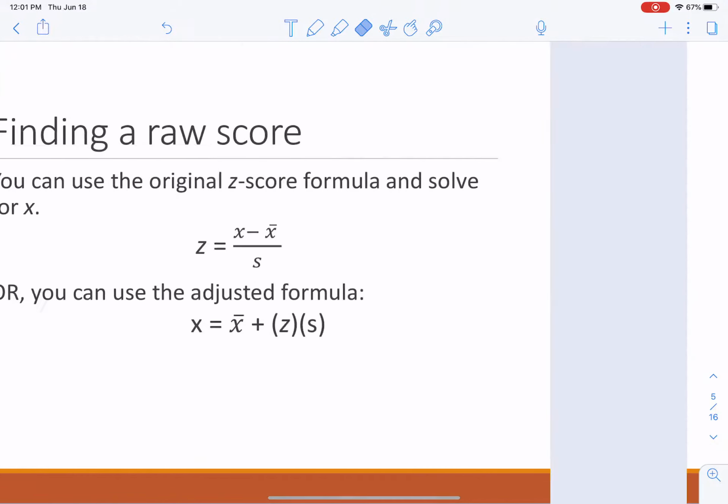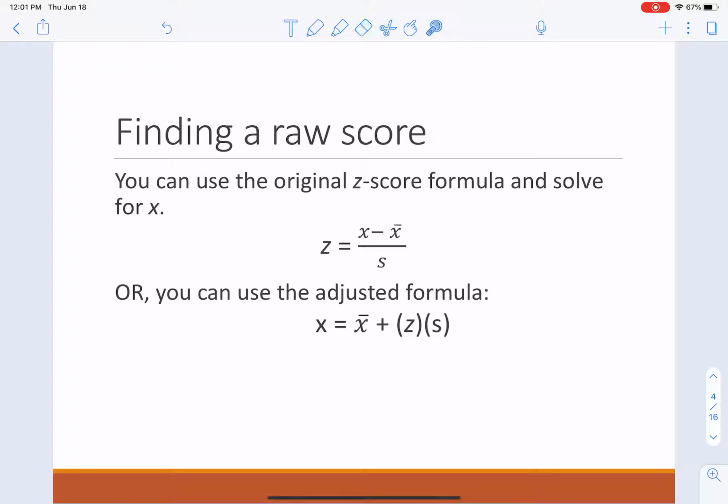Okay. And then going on to the other side of things, finding the raw score or the original score, whatever it is, heights, weights, GPAs, whatever. Sometimes you'll be asked to find a z-score for that, so how far away it is from the mean.